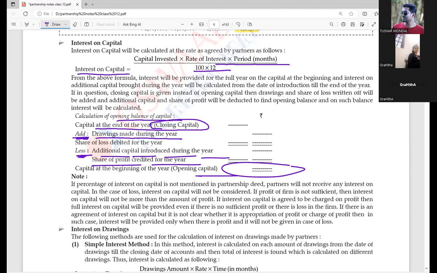Which one is the capital invested on? Yes, yes. Interest on capital as well, this formula.